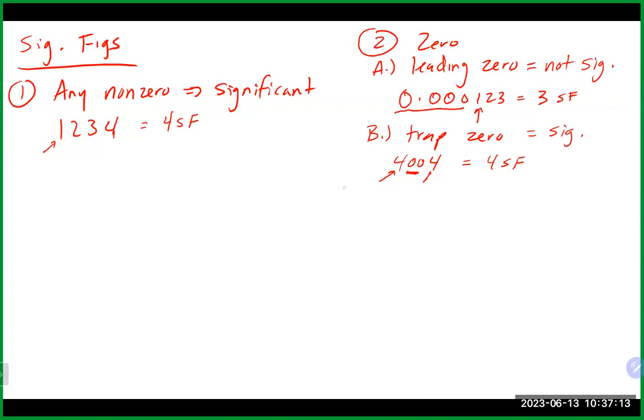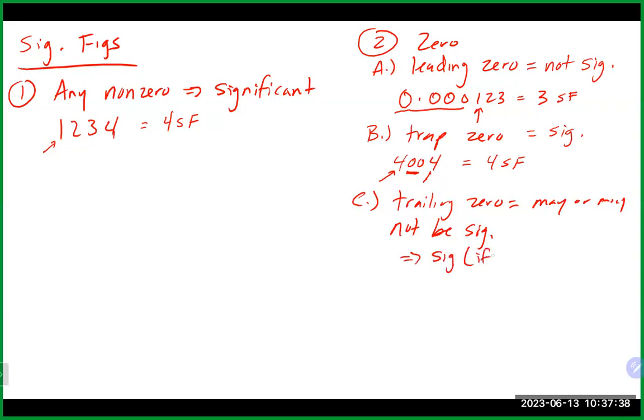Now, it is the last type of zero that usually gives people the hardest time, and that's the trailing zeros. And they may or may not be significant. And what determines whether or not they are significant is: is there a decimal point in the number? So basically, they will become significant if there is a decimal point in the number. Now, that decimal point does not need to be right next to those zeros. It just needs to be in the number, anywhere in there, and it will be significant.